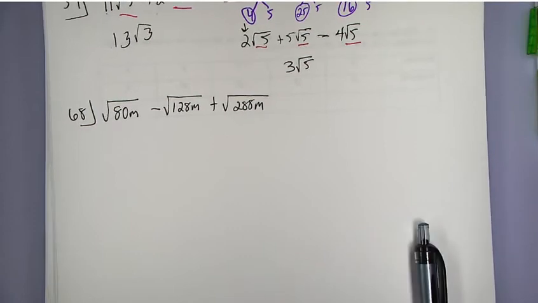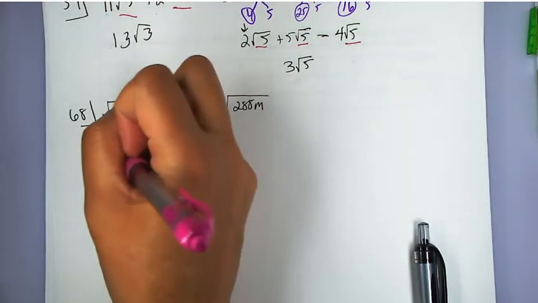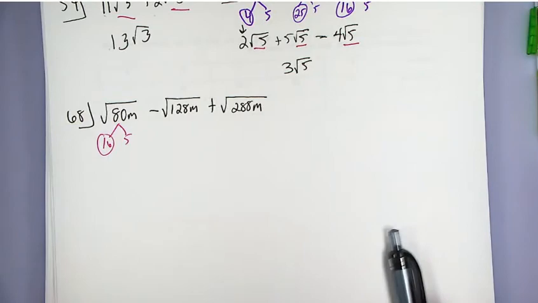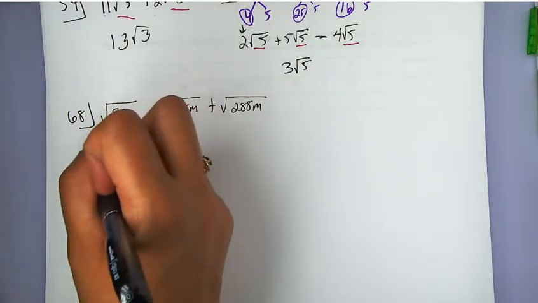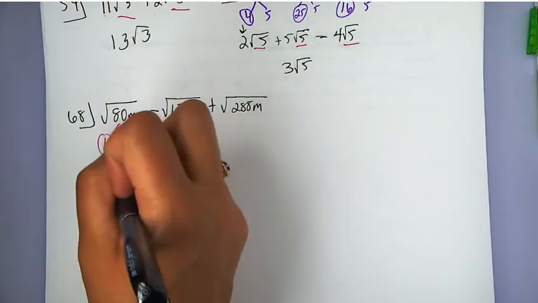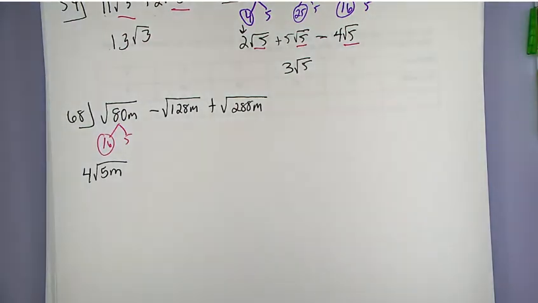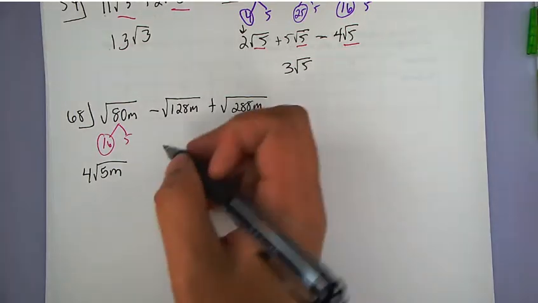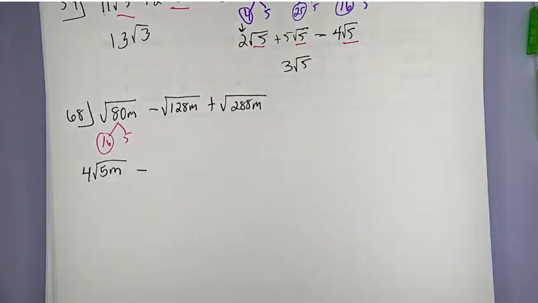So the square root of 64 is 8, and then the square root of 2m. Plus, let's do that 288. Well, 288 is 144 times 2. So the square root of 144 is 12, and the square root of what's left over, 2m.